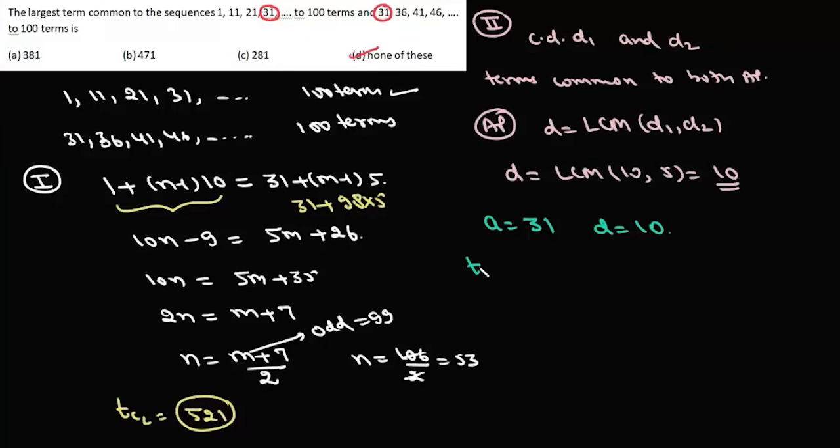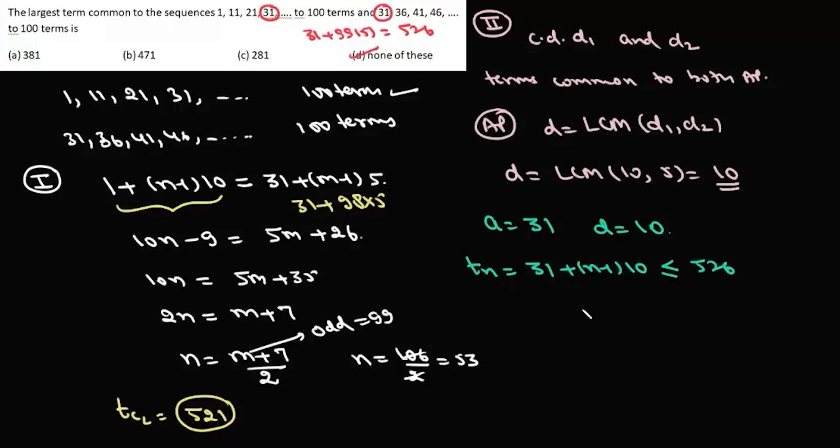Now if we write its general term, Tn will be 31 plus (n minus 1) into 10, and this Tn must be less than or equal to the minimum of the highest terms of both the series. Now in this, the last term of the second series will be less than the last term of the first series. So the last term of this second series is 31 plus 99 into 5, and it will be 526.